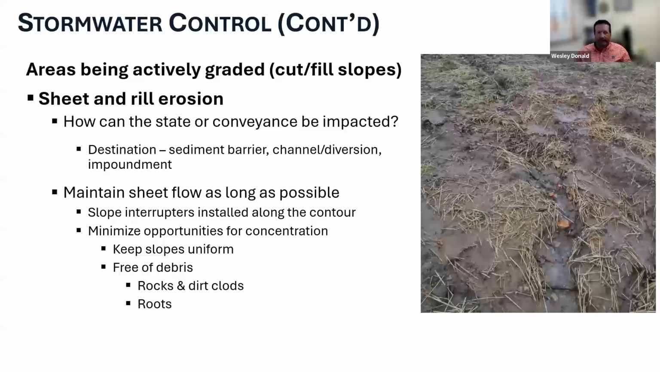And then, what state is the conveyance in? How can we impact the state of runoff? We need to keep it, when possible, to sheet flow. That's going to have the least amount of erosive force. Well, again, putting in slope interrupters can reduce that flow path and keep that flow as sheet flow as long as possible. We also want to minimize opportunities for concentration. So that means keeping slopes uniform, keeping it spread out, free of debris, free of rocks and dirt clods, free of roots, can minimize opportunities for flow to concentrate.